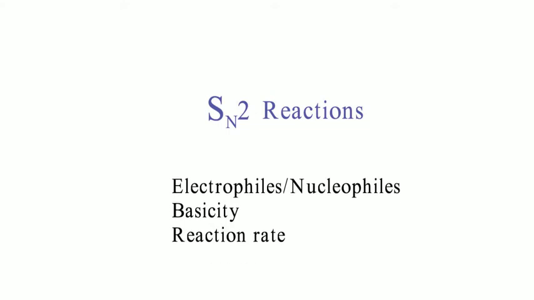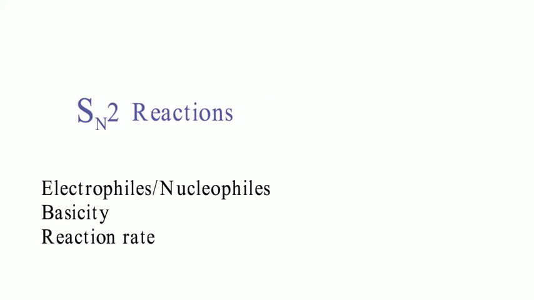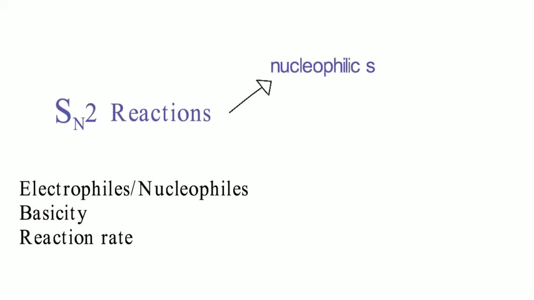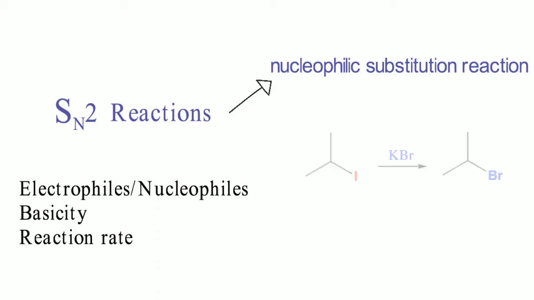Today's topic, SN2 reactions. This video requires familiarity with nucleophiles, electrophiles, basicity, and reaction rate concepts. SN2 reaction is a type of substitution reaction. Substitution means replacing one thing by another. Thus, a nucleophilic substitution reaction means substitution of one nucleophile by another as shown in this example.